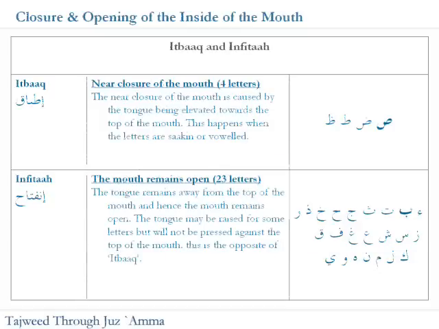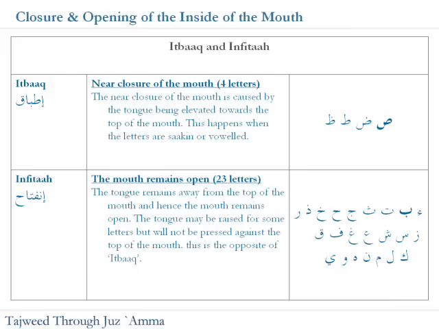This one is closure and opening of the inside of the mouth. So we've got itbaq and infatah. And we'll keep to the English, it's easier to remember. We've got near closure of the mouth. The near closure of the mouth is caused by the tongue being elevated towards the top of the mouth. This happens when the letters are sakin or vowel, so that means all the time. If we take the saw, if you say saw, you'll notice that your mouth actually closes up. Even if you do it as sakin, you say aus, aus. Again, your mouth, and we're talking about really the inside part of your mouth, is all closed together.